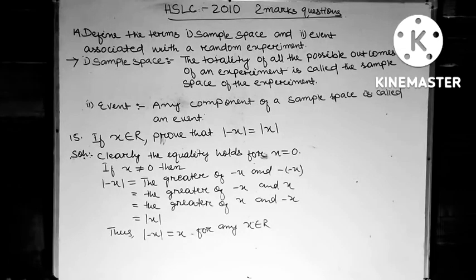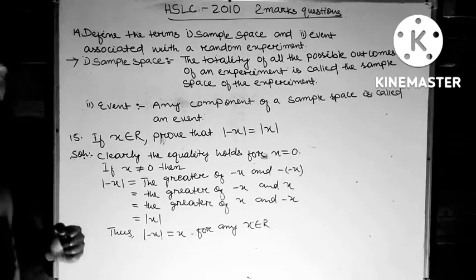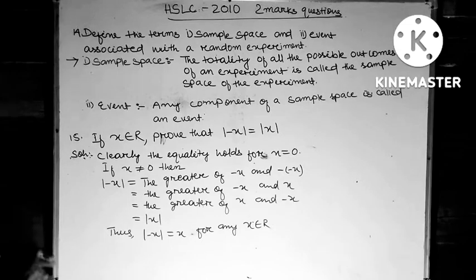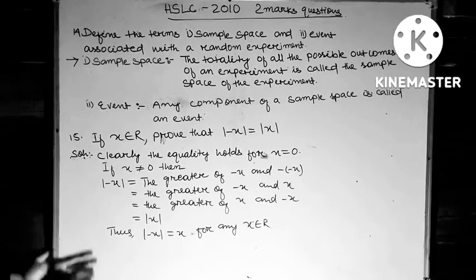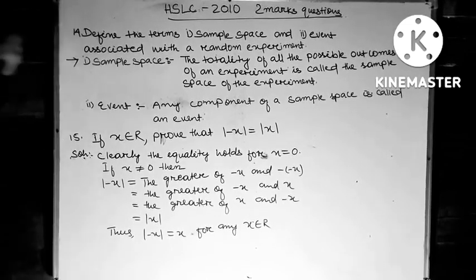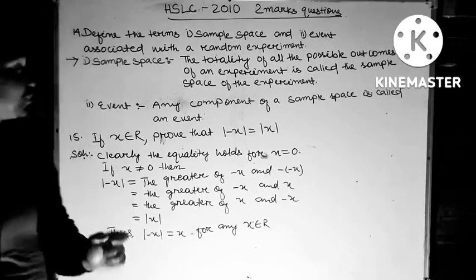We have done all the questions of 1 mark. Now we are going with 2 marks questions. So question number 14: define the terms sample space and event associated with random experiment. So this is from chapter 14.